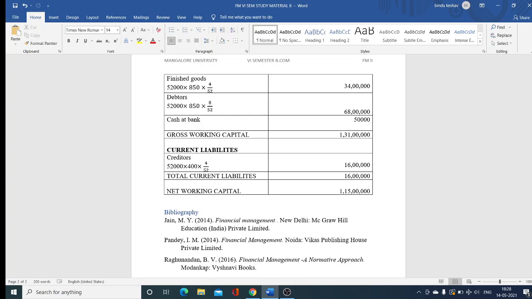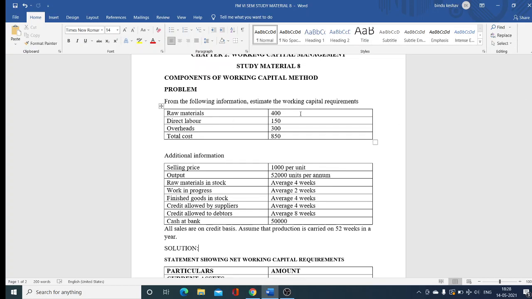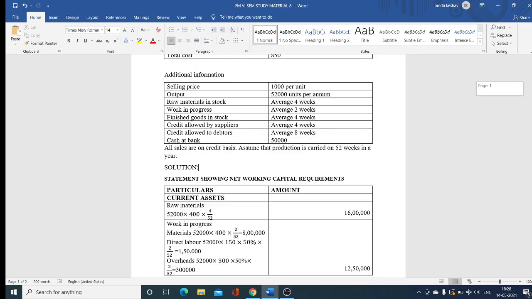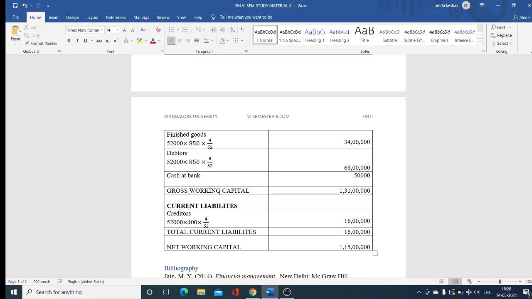So in this method, that is the estimation of working capital by components of working capital method, the different components of working capital are estimated. Here we have found out the value of raw materials, then work in progress, then finished goods, then debtors, and the cash at bank value was given. Then all these items were added. We got the gross working capital. Then the current liabilities were found out. There is only one item here, that is creditors. Then the total of the current liabilities was found out. Afterwards, the net working capital is found out. Net working capital is equal to gross working capital minus the current liabilities.